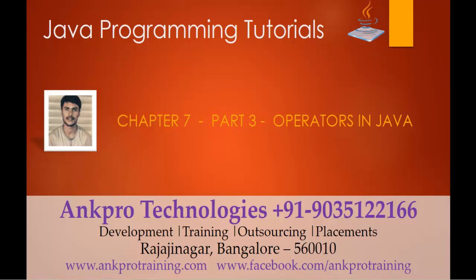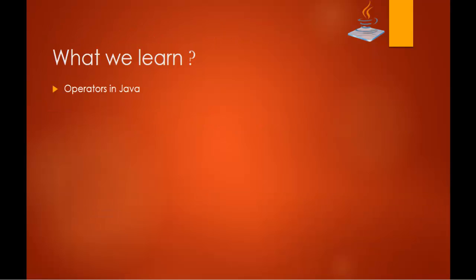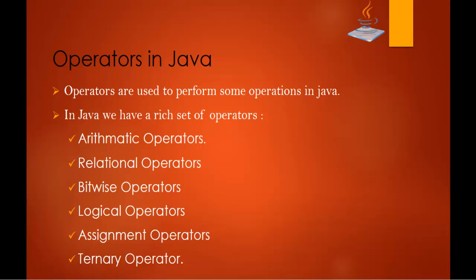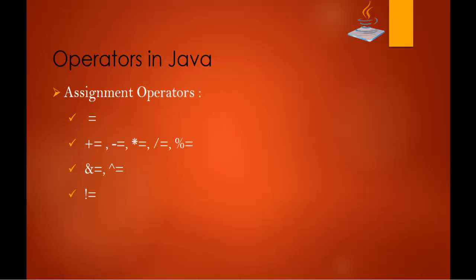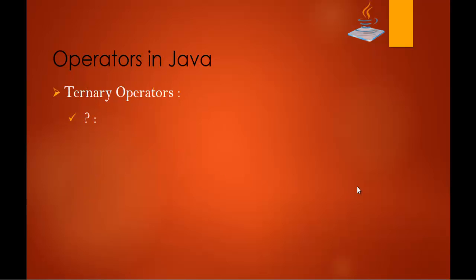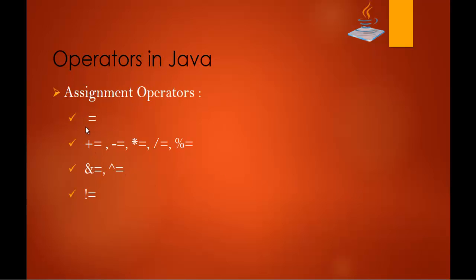My name is Harish. In this session, we are going to learn about the operators in Java. In the last two sessions, we learned about arithmetic, relational, bitwise, and logical operators. So in this session, we are going to complete the things about operators. They are the assignment and ternary operators. The assignment operator includes this set of operators, and the next set is the ternary operator. Right now we're going to understand the assignment operator.